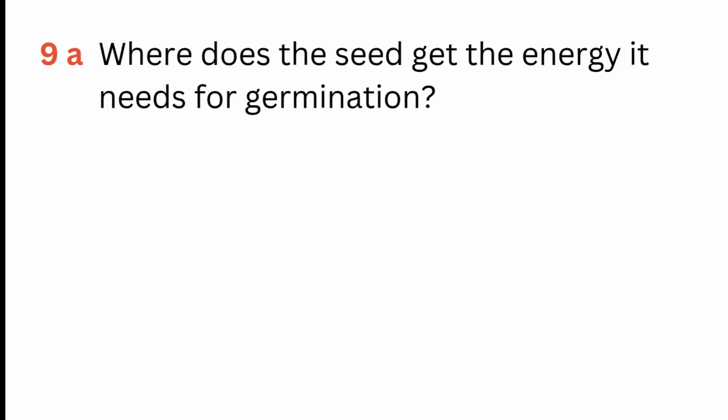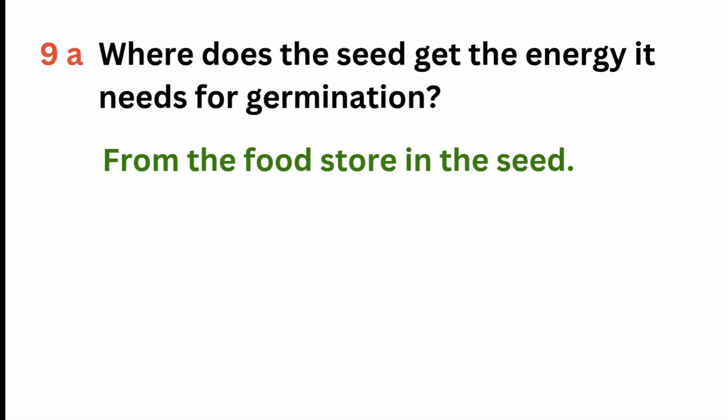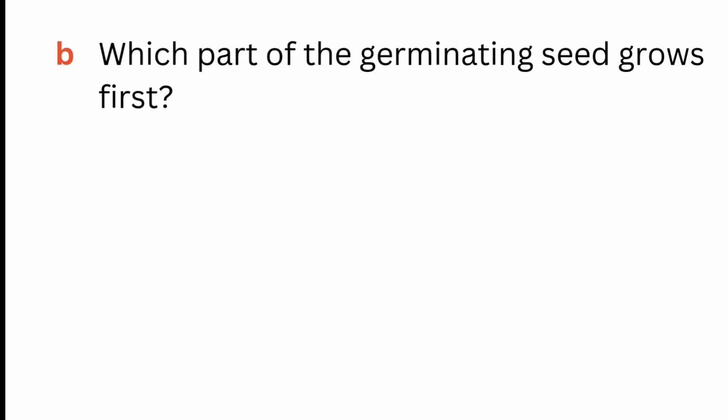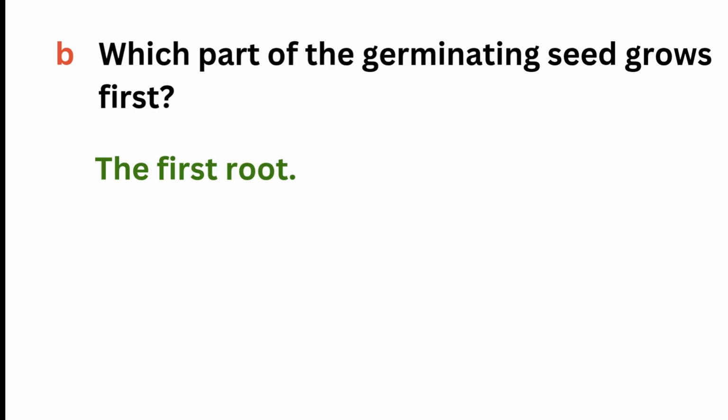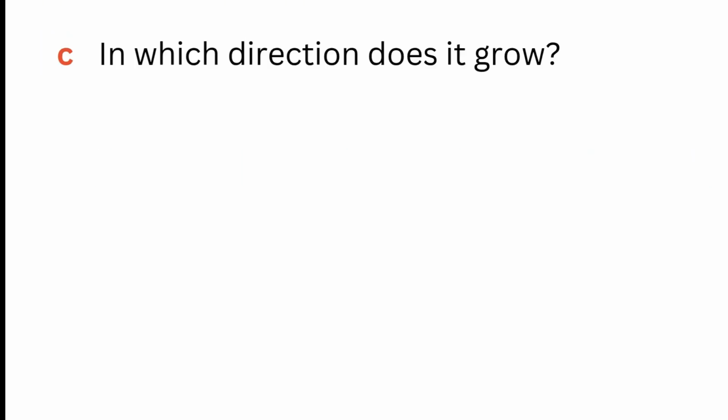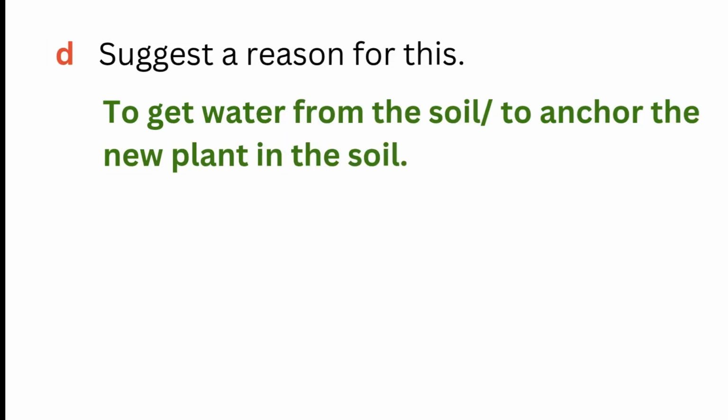Question number 9a. Where does the seed get the energy it needs for germination? From the food stored in the seed. Question b. Which part of the germinated seed grows first? The first root. Question c. In which direction does it grow? Downwards. Question d. Suggest a reason for this. The root grows downwards to get water from the soil or to anchor the new plant in the soil.